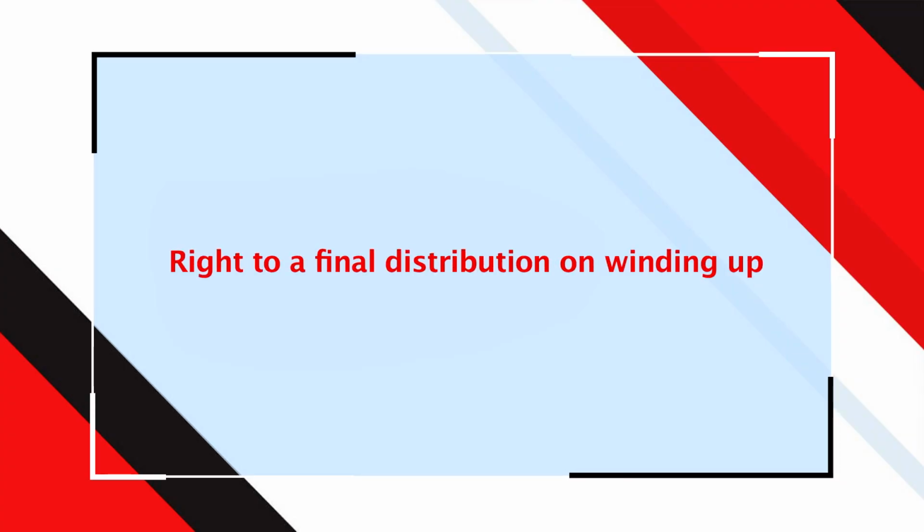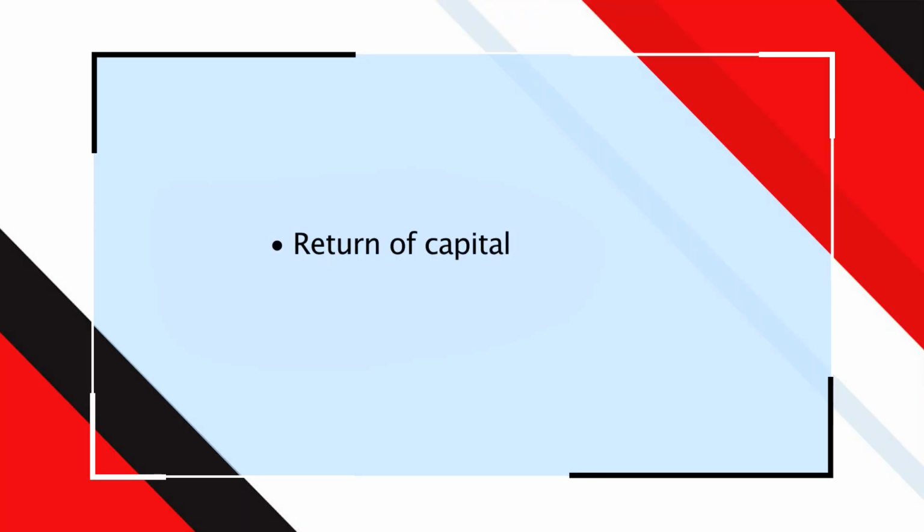The third right is to a final distribution on winding up. If the company is wound up and all the creditors are paid, the remaining assets are available for division among the members. This may be done in 2 stages. The first stage is return of capital. The second is distribution of surplus capital. Some shares may be given a priority as to one or both of these.